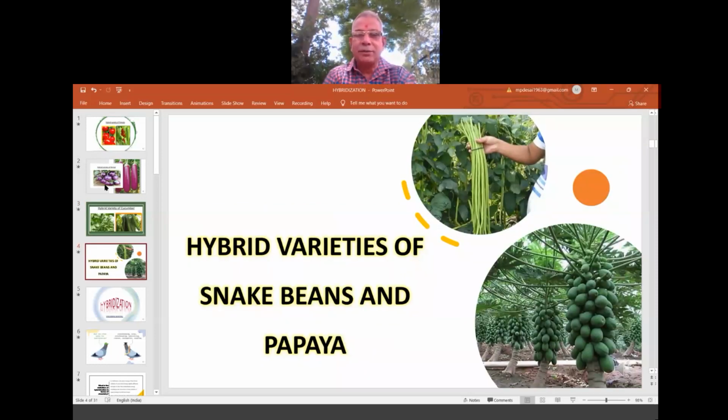Hybrid varieties of snake beans and the papaya. See the height of the papaya. Earlier we used to have a tall one, now it is small, dwarf, small in size, but see how much yield it is giving. Yield is more, and the seeds are less inside. All these are plus points of hybridization.